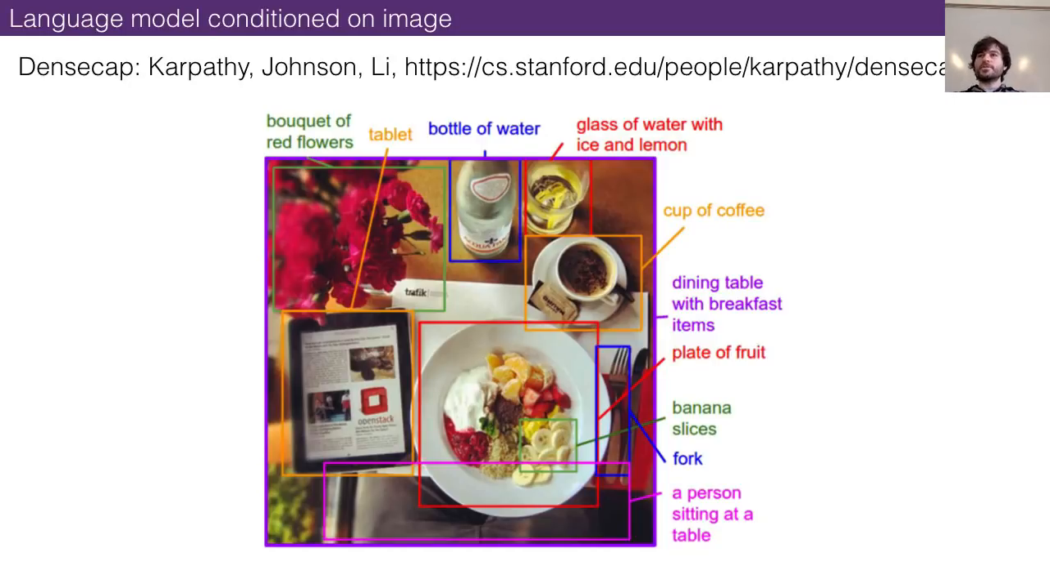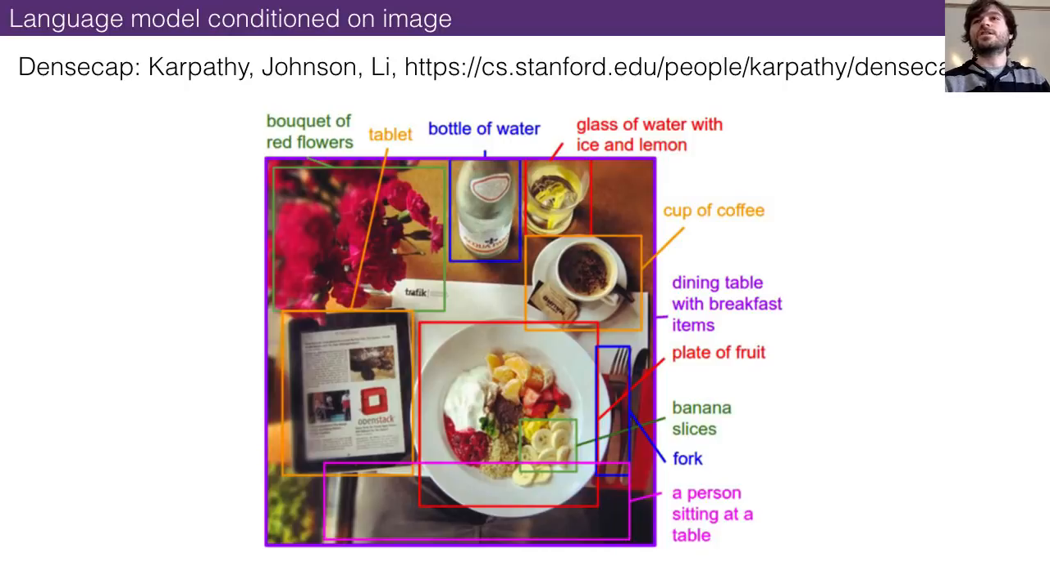DenseCap. I'm going to show you how to use this. It's kind of like YOLO, except in a sense it's a generative model, because it's generating sentences from images, and it's generating them on bounding boxes of things. So you have a cup of coffee and a glass of water with ice and lemon. So you can generate sentences about images.